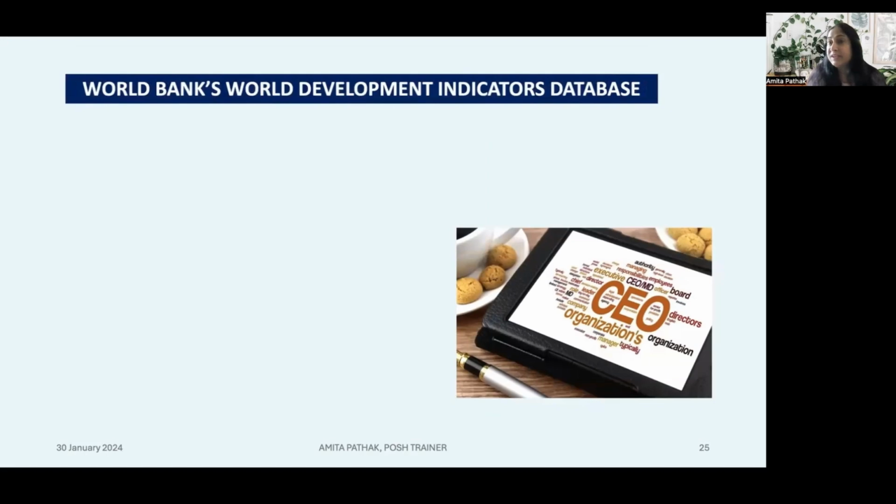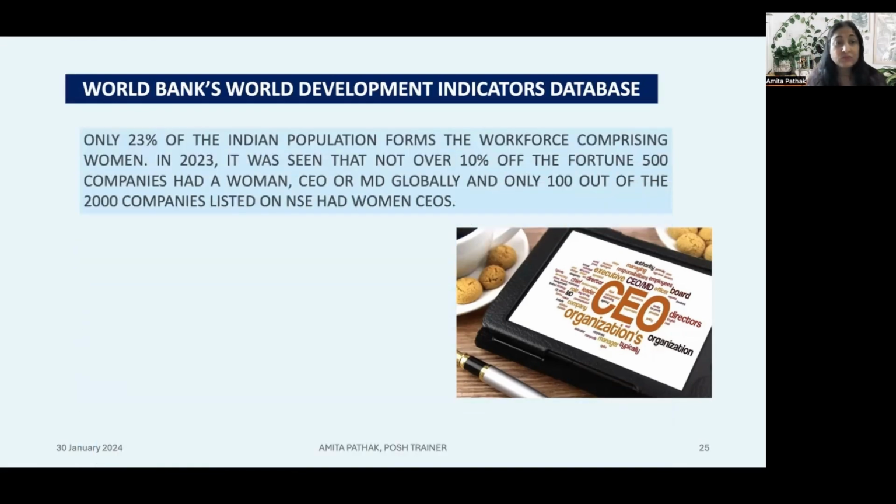World Bank's World Development Indicators database. Let's have a look and find out what this database is going to tell us. Only 23% of the Indian workforce comprises women. In 2023, it was seen that not even 10% of the Fortune 500 companies had a woman CEO or MD globally. And only 100 out of the 2000 companies listed on NSE had women CEOs. The situation is alarming. Is it a case of gender discrimination, or are women not given ample opportunities, or is there always a glass ceiling so that women are not in leadership positions in numbers? So this is the database.